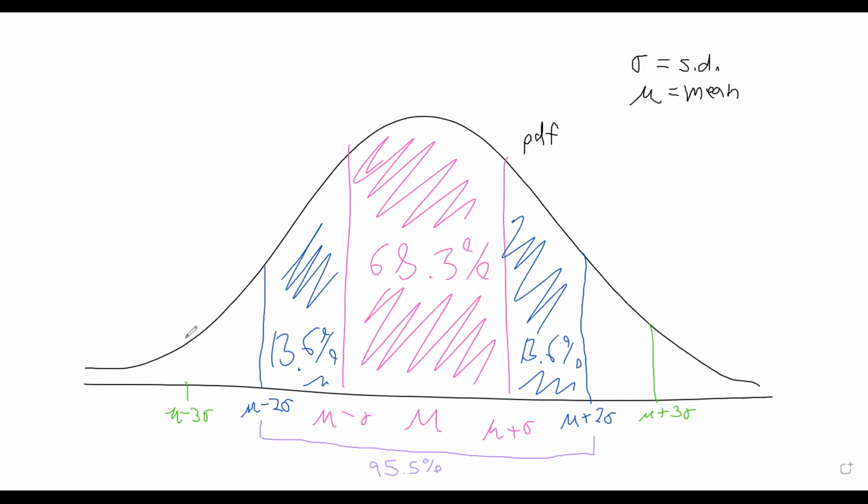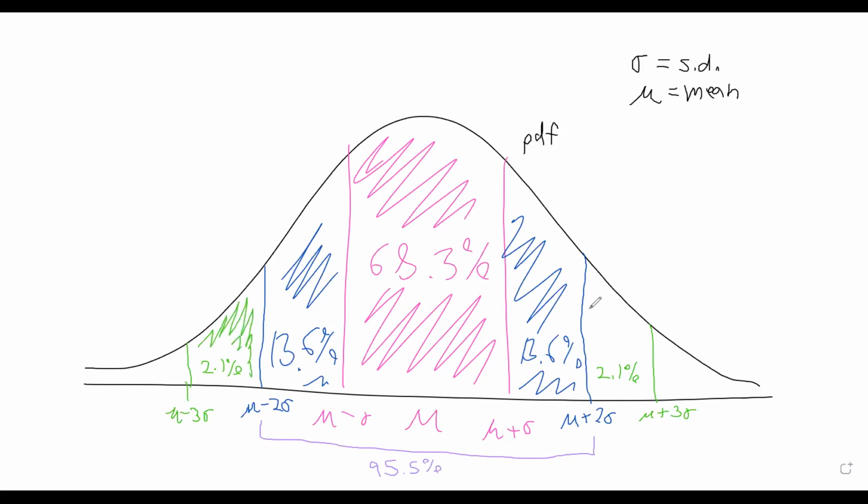Yes, Kashan? So the pink is the area under the curve. The pink area. The curve is the PDF, right? So we're talking about the area under the PDF. No, I'm saying that the 68.3 is like the area under the curve. Like that's the percent of the total area under the curve. Oh, okay. Does that make sense?